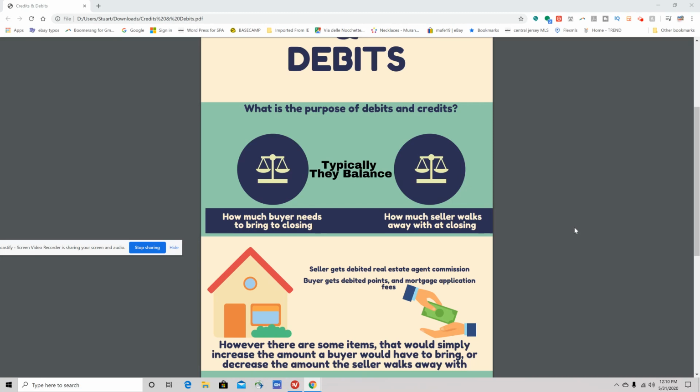So I hope you realize that there are things that you simply have to identify. What is this? Is this money that needs to be brought to the closing table? If so, debit the buyer, right? If it's something that doesn't need to be brought to the closing table or it's already there, then you're going to credit the buyer, okay? If it's something that the seller needs to pay out of the gross funds they're going to receive, which is the sale price, then that is going to be a debit to the seller. And sometimes, depending on what it is, would dictate whether it's going to balance or not.